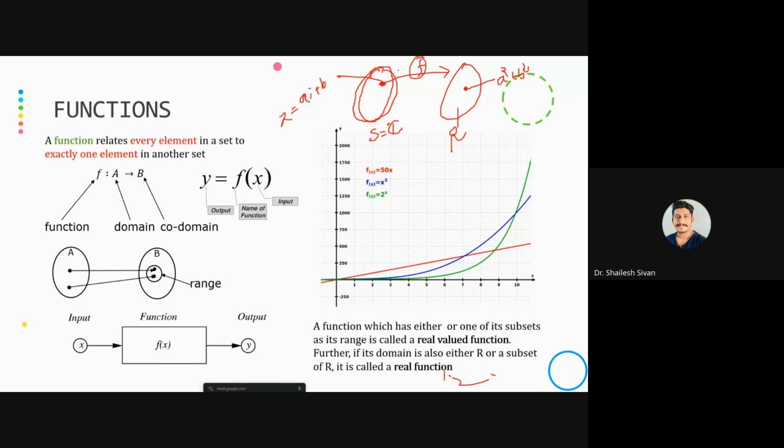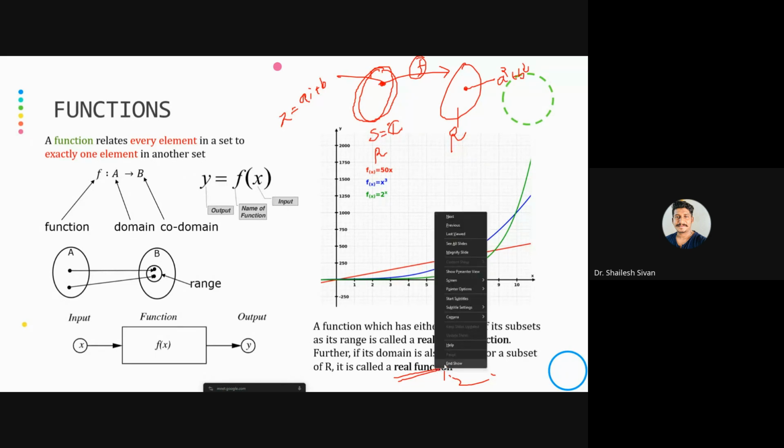Are you getting it? This function is a real valued function, and if both the first set and the second set are real numbers, then we can call it a real function. So if only the codomain is real, it is called a real valued function, and if both the domain and the codomain or range are real, then it can be called a real function.